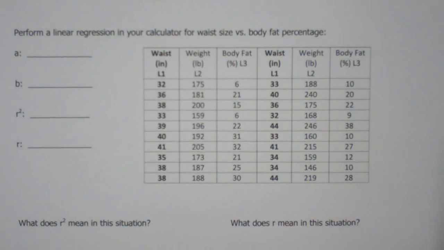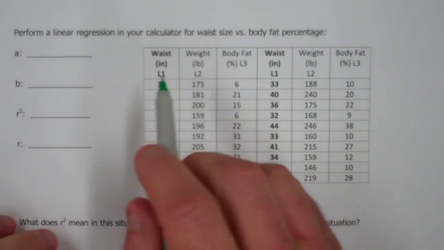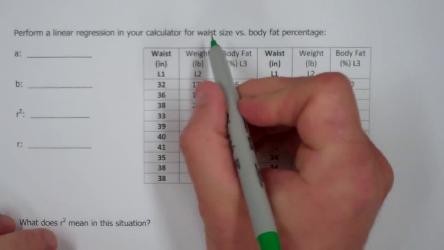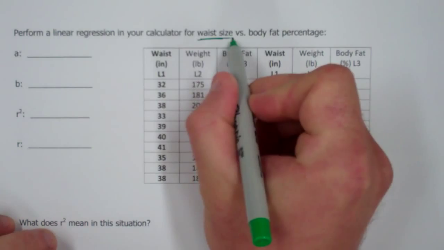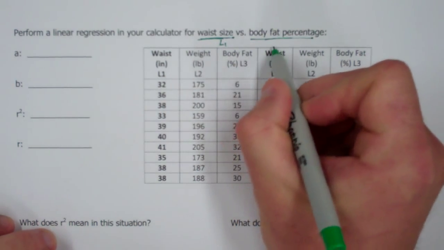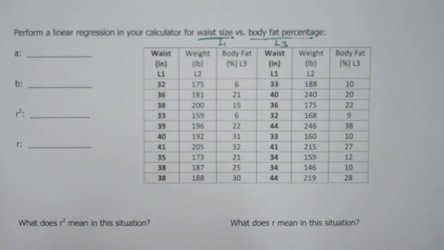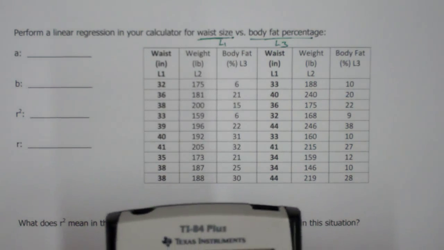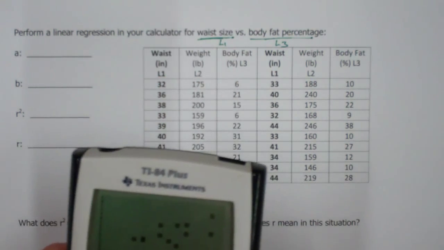In this case, what we're going to do with the first one is perform a linear regression in our calculator. We're going to use the waist size, which is L1 here, and body fat percentage, which is in L3. Now I've already entered my data in. Check out a past video if you need to learn how to do that. And I've entered it in appropriately with list 1, list 2, and list 3.